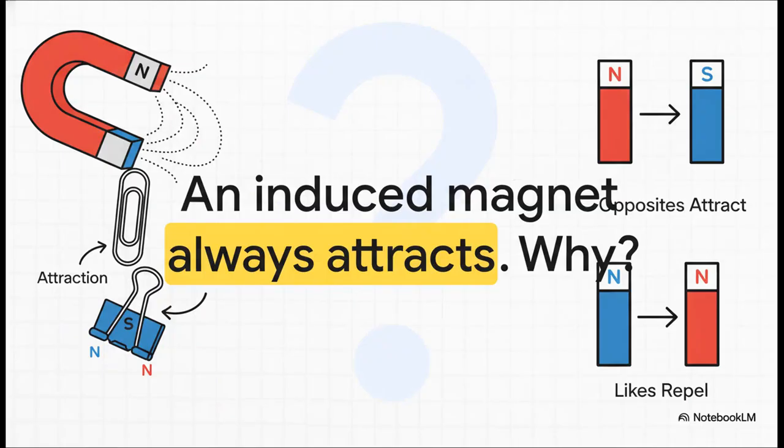All right, to wrap things up and really test your understanding, here's a final challenge for you. We said that an induced magnet, like that paperclip, always feels a force of attraction. Why? Think back to the rules of poles. If you bring a strong north pole near a paperclip, what kind of pole does it induce in the end of the paperclip closest to it? If you can answer that, you have absolutely nailed these concepts.